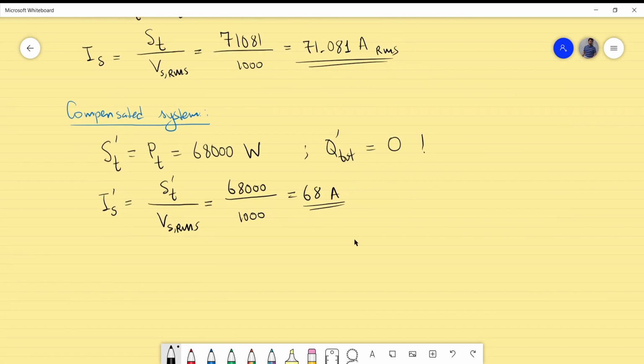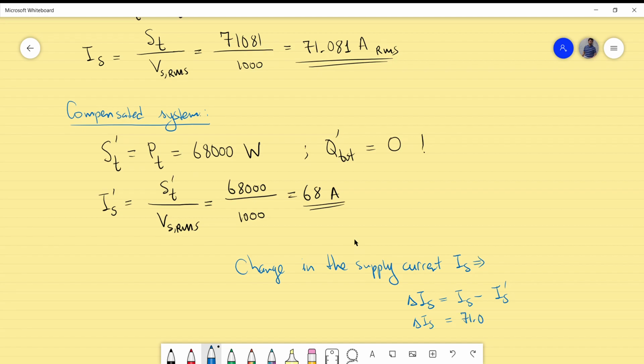So your change in the supply current IS is the following: delta IS will be IS minus IS prime, which is 71.081 minus 68, which will give us 3.081 amperes, all in RMS value. This is of course also in RMS, the second situation. So what you see is that you will win this much current, or you will not have to supply this much current. So this is also an efficient situation. That's the whole objective of correcting the power factor and going as close as possible to unity. That's the whole business about correcting the power factor.